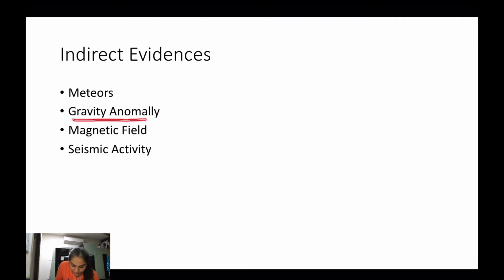There's also another indirect evidence in the name of gravity anomaly. Gravity anomaly basically stands for difference in the gravitational value. So gravity is a little different at different latitudes, because there is a difference in distance from core to the pole and core to the equator surface, because the shape of the earth is geoid, that we saw in the last video. Also there is a difference in density within the interior of the earth. There's difference in the material. That's why there's difference in the gravity, and this difference is called the gravity anomaly.